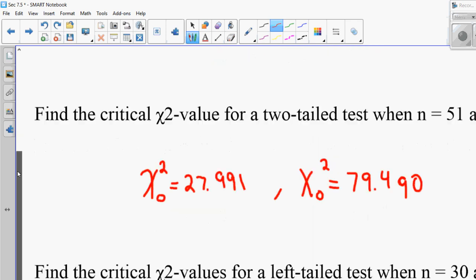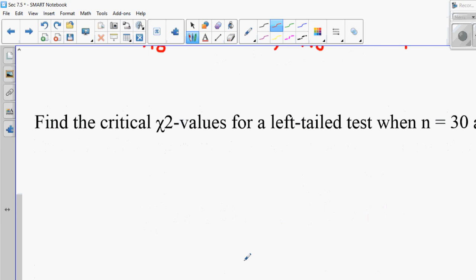And our last one is a left-tailed test. Because it's a left-tailed, you have to subtract, and in your chart, you want to think of 0.95. And it's 30, so my degrees of freedom is 29. So if I look this up, I get 17.709.